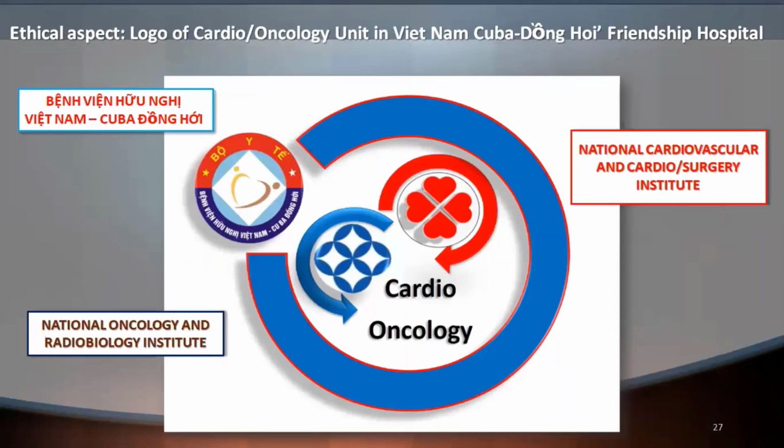We thought about presenting our department's principal logotype as a cardio-oncology unit. We selected this blue ring, including two logotypes inside the ring. One logotype is our National Oncology and Radiobiology Institute in Havana. The other is the logotype of the National Cardiovascular and Cardiosurgery Institute in Havana. And to close the ring, the logotype of our hospital here. This is our house at this moment.